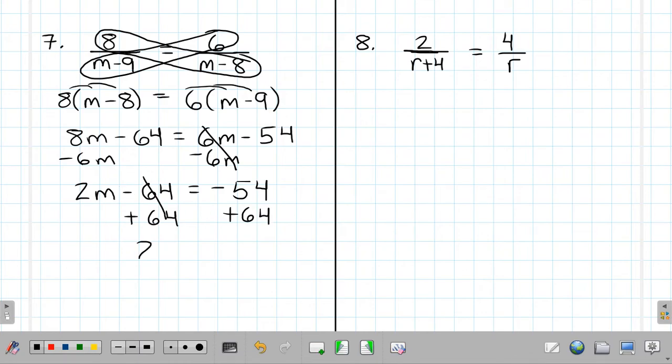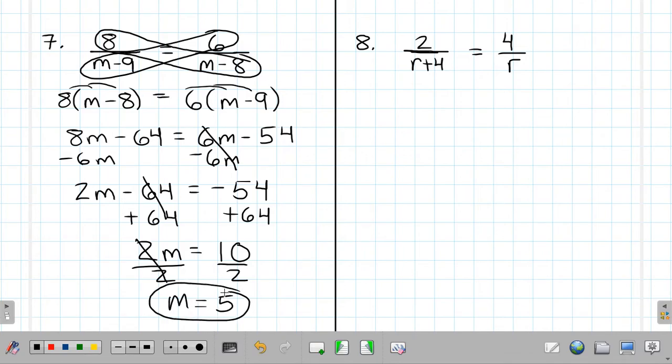64's go away, left with 2m is equal to, it's again bigger numbers here, negatives and stuff, so I have no problem with you double checking yourself on a calculator, but you can kind of see it is negative 54 plus 64. It's the same thing as 64 minus 54, which would just be 10. And then, just like before, divide by 2, m is equal to 5.